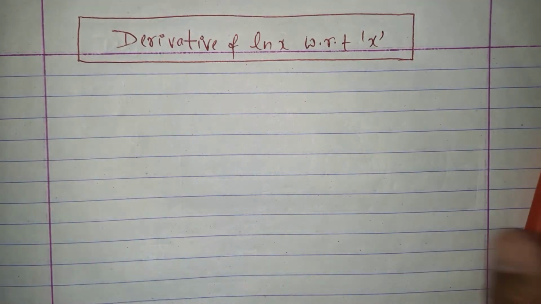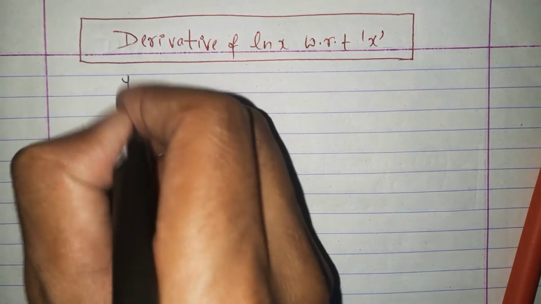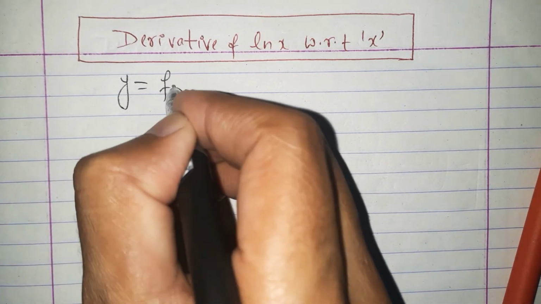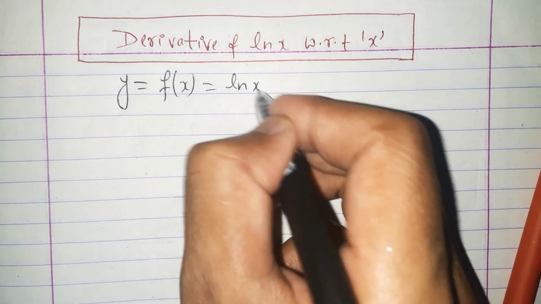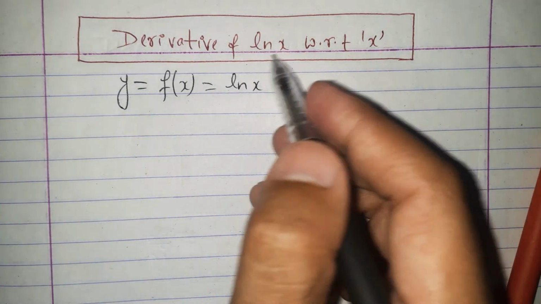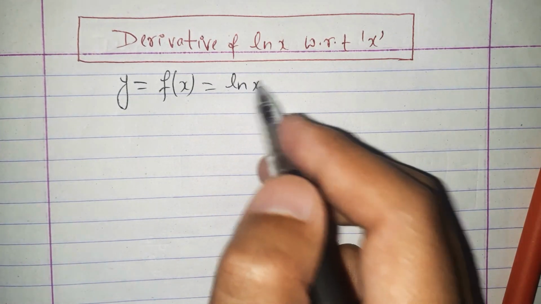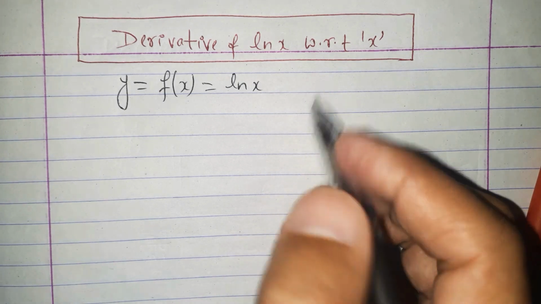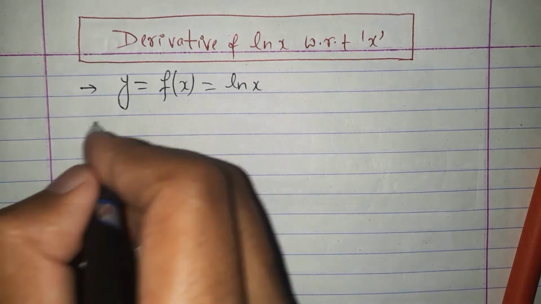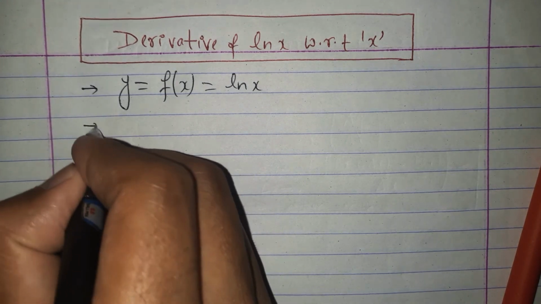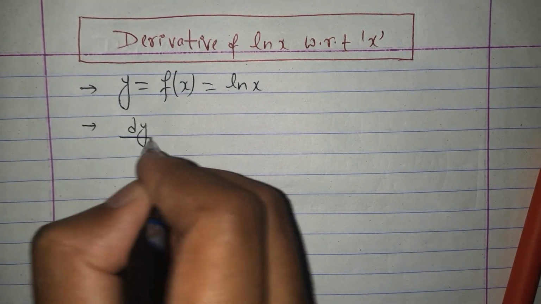Here I have taken a function. Let's say this is f of x, it is the function of x. Here this is ln of x, and we are going to evaluate its derivative with respect to the input variable x. Before moving to the differentiation of this function, let's define the derivative of a function.